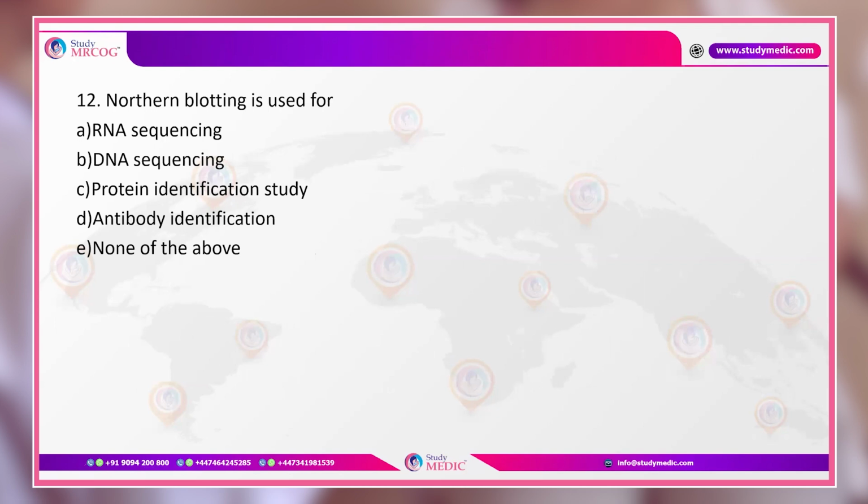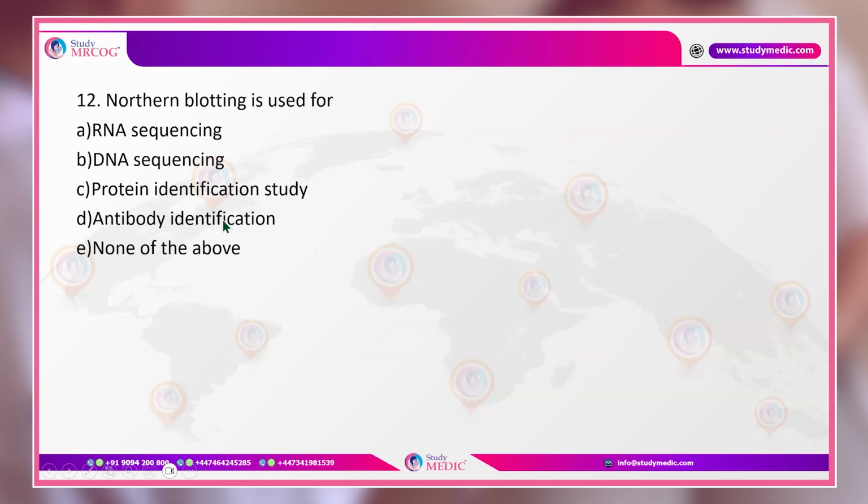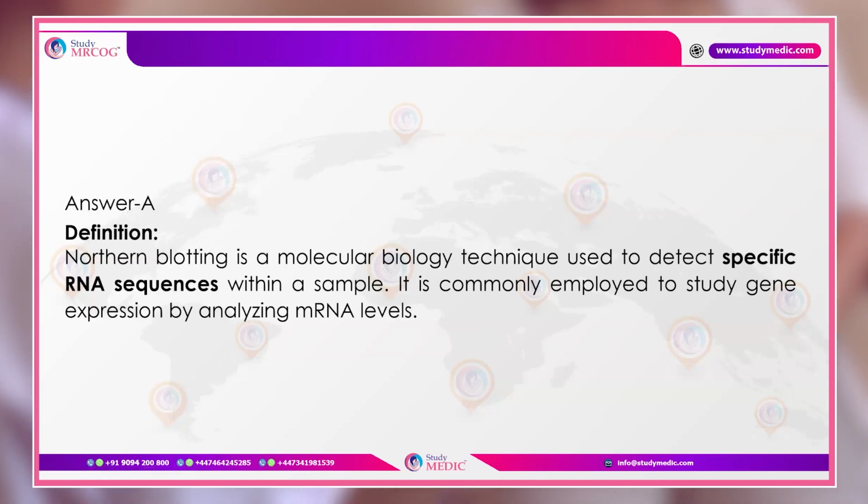Next question. Northern blotting is used for DNA, RNA sequencing, protein identification, antibody identification, or none of the above. So the answer here is northern blotting is required for RNA sequence. It is commonly employed to study gene expression by analyzing the mRNA levels. That is northern blotting.